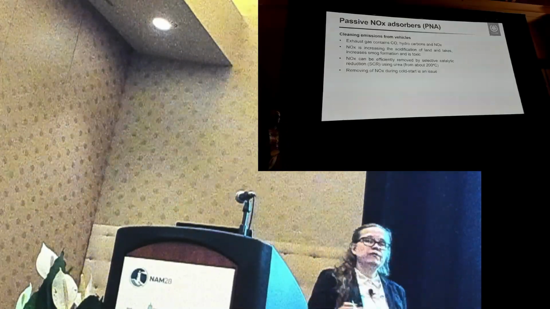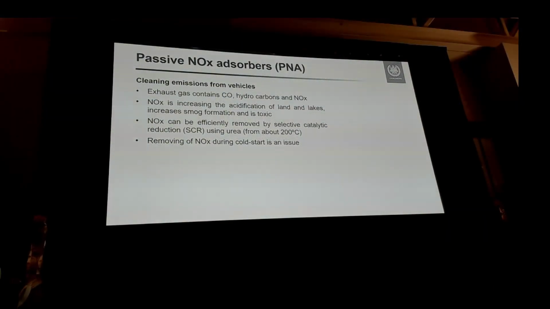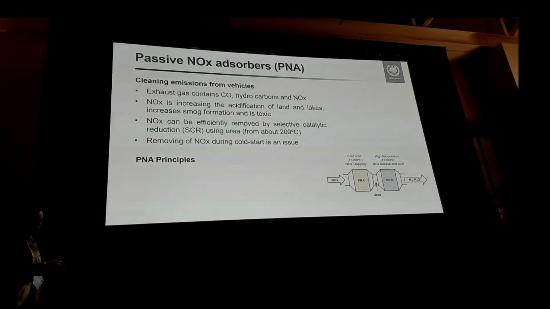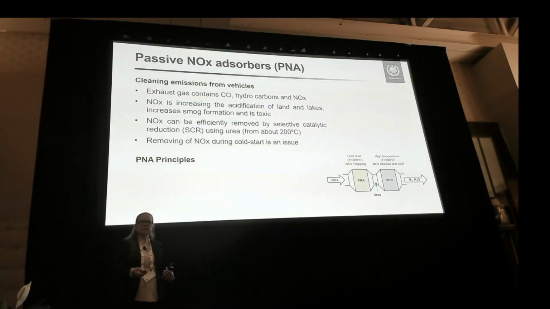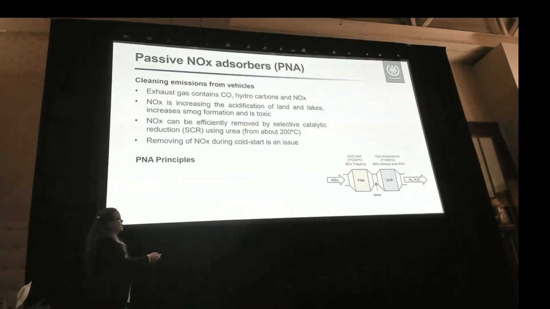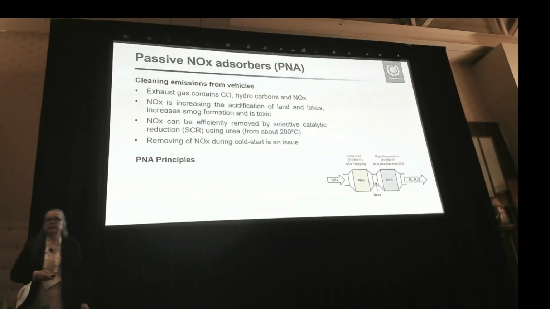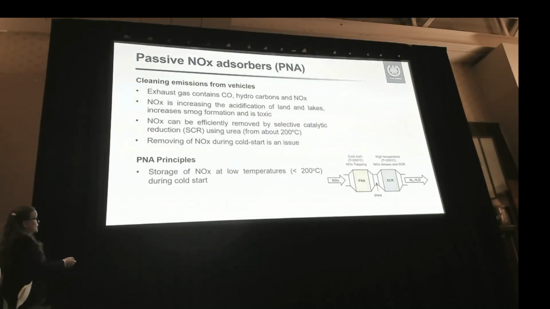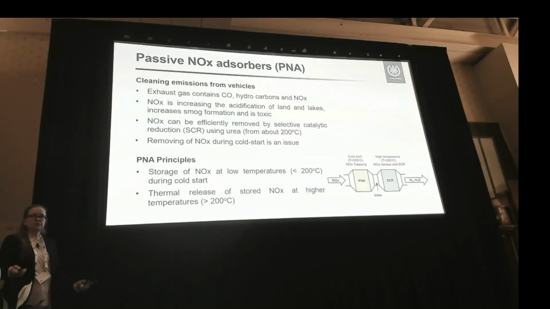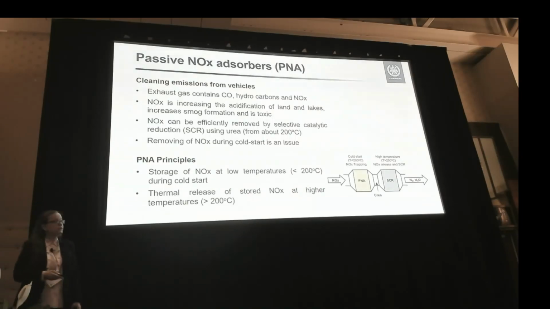So it is actually an issue to remove nitrogen oxides during cold starts, and therefore passive NOx adsorbers have been developed. The principle is this: you first put a passive NOx adsorber that adsorbs the NOx at low temperature, and when the temperature gets higher, the NOx is released. Then you can dose urea and the NOx will be converted over the SCR catalyst. So the principle is to store the NOx at low temperature and then release it at about 200 degrees, where the SCR catalyst is active.